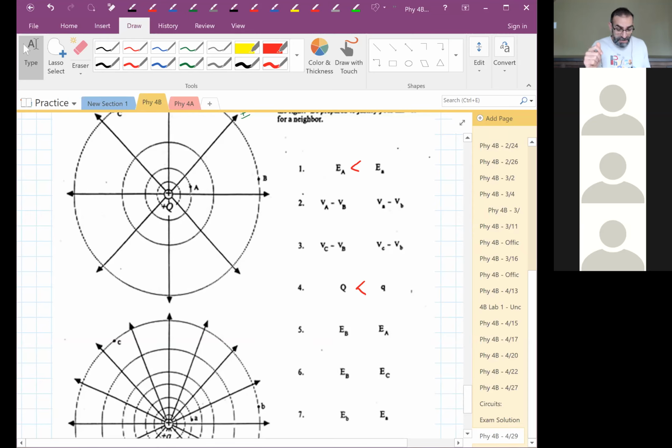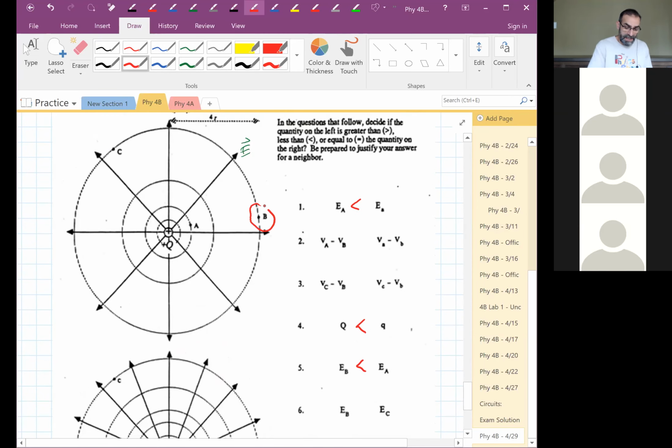Number 5, the electric field at B, that's this one out here, compared to the electric field at A, that's that one there. So we're comparing capital B to capital A, and the electric field falls off, right? It gets weaker as we move away from the charge. The electric field lines are getting farther and farther apart, which means the electric field is getting weaker. So B is less than A. Good.